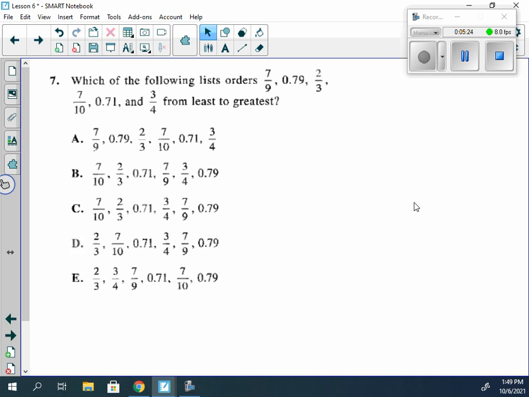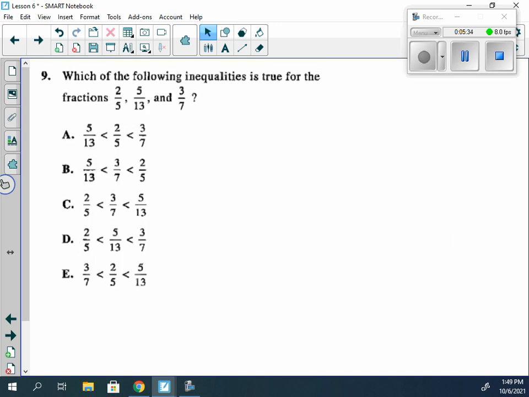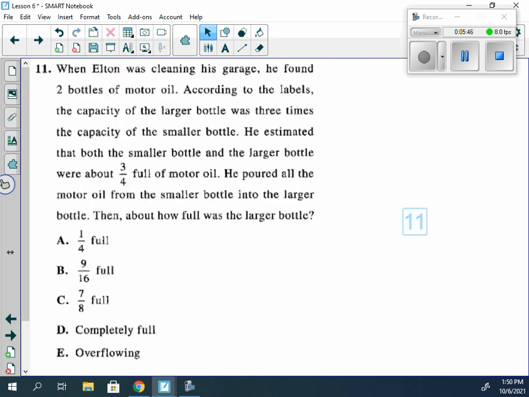Trying to remember my colors. Okay. That one there is homework. That one there is points. So I'll write them down here in a little bit. Ah, there's the next one.